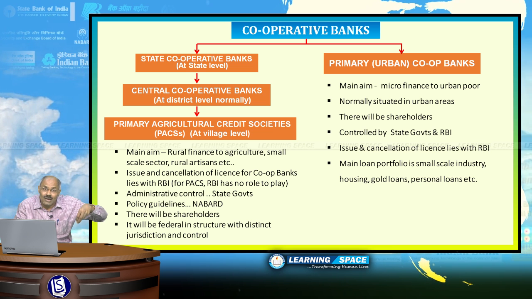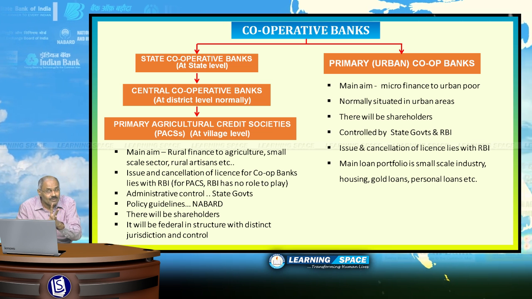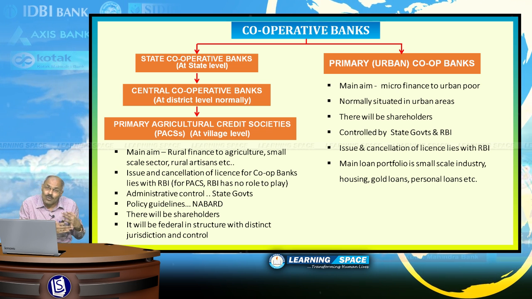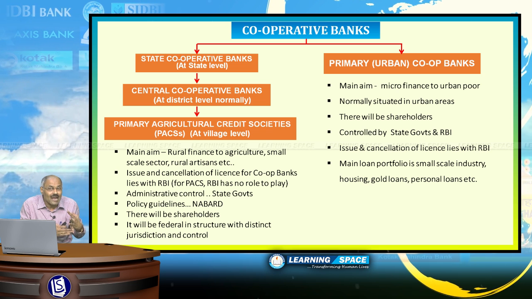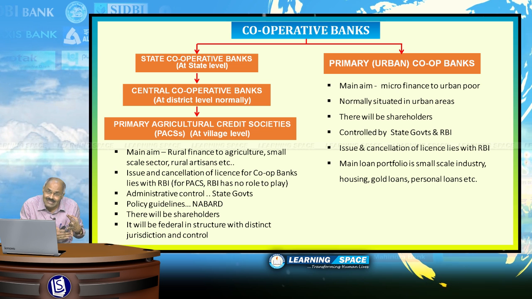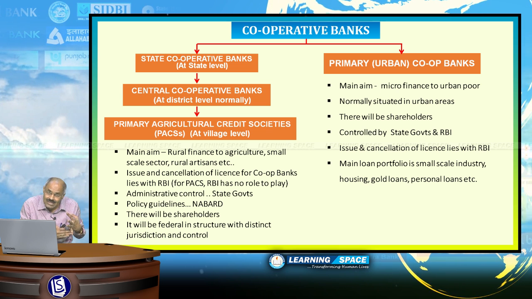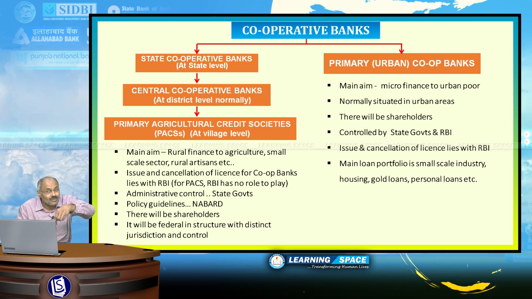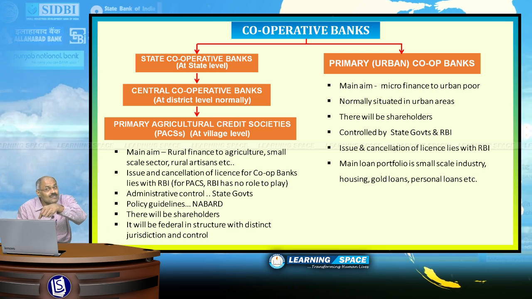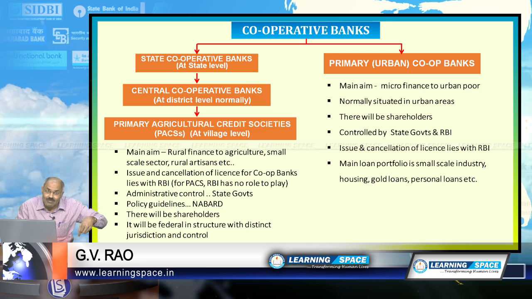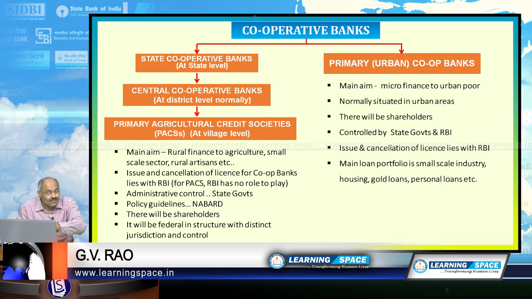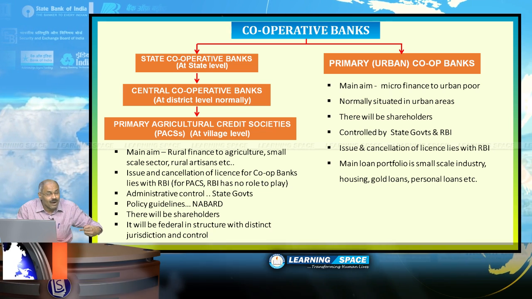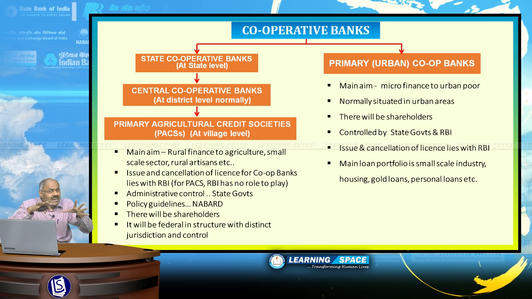Right friends? So about this three-tier structure of the cooperative banking system, the main aim is rural financing for agriculture, small scale sector, rural artisans, and three things I would like to tell you. Issue and cancellation of license lies with the Reserve Bank of India. Since it is a cooperative form of institution, they have to register with the registrar of cooperative societies of the respective state, and to function as a banking institution, issue and cancellation of license lies with the Reserve Bank of India. Second, administrative control is with the state government.